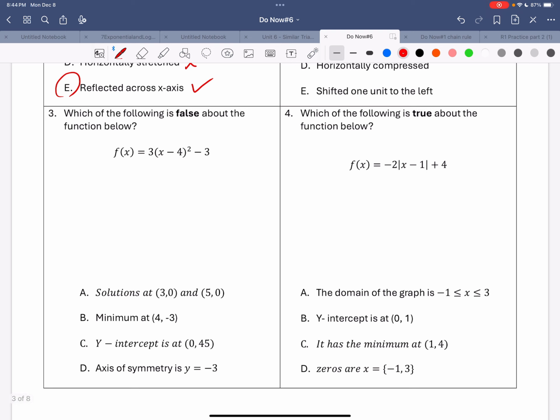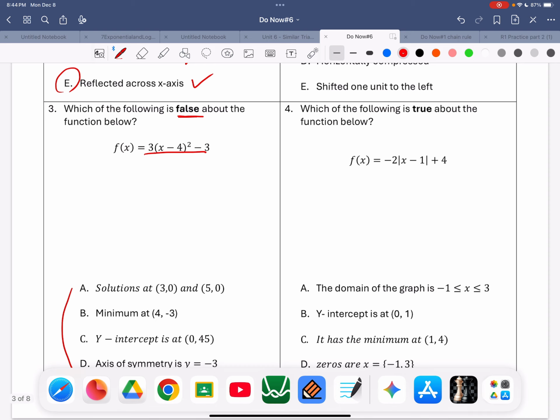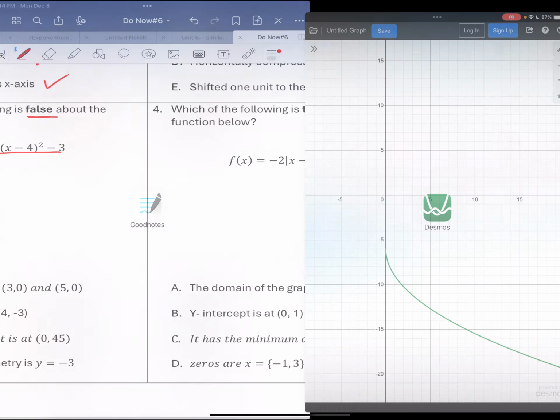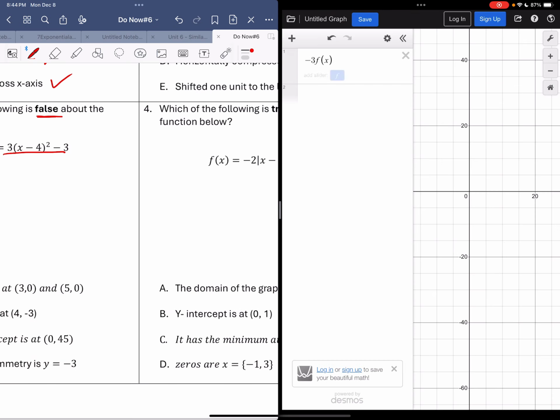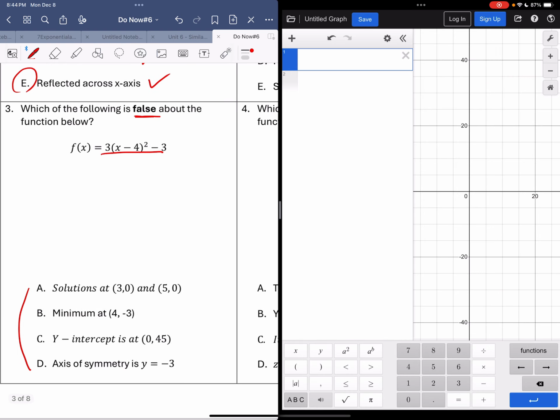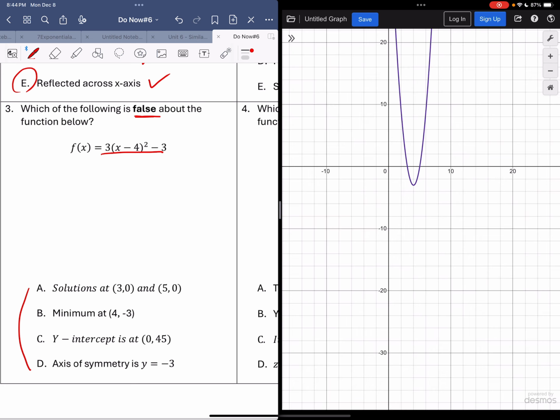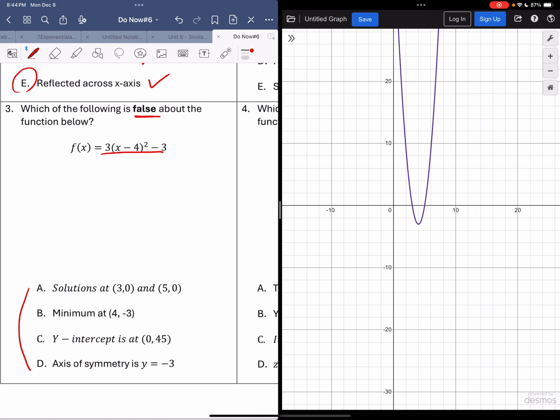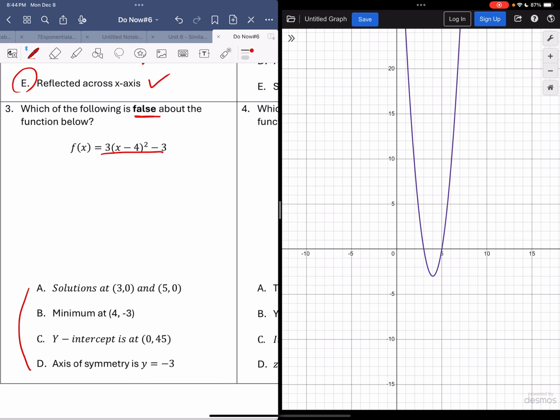Now let's look at this. Which of the following is false? You're looking for the false statement about the function below. We have a graph and some key attributes to look at. What we have to do is very simple: we just put this one into decimals, and keep that in mind. Your domain is going to be all real numbers, almost always, at least for the first semester.